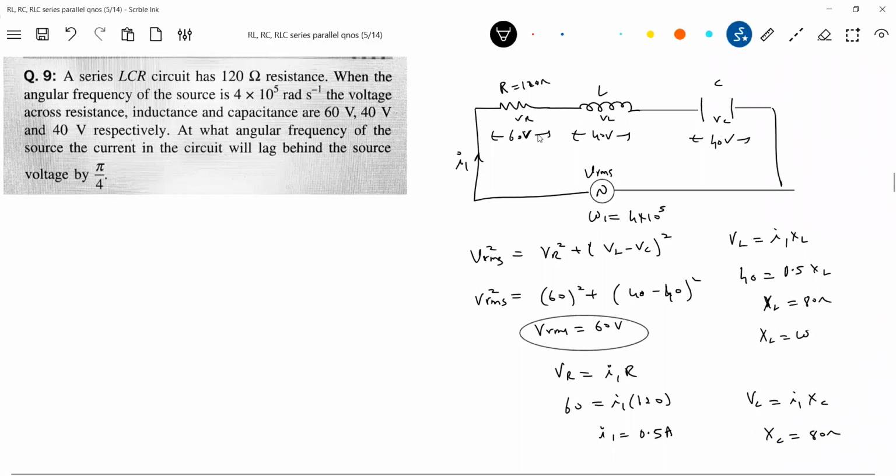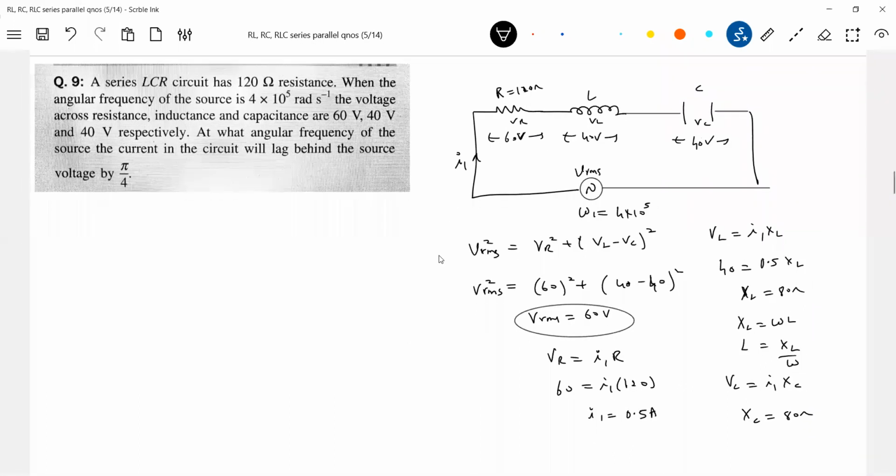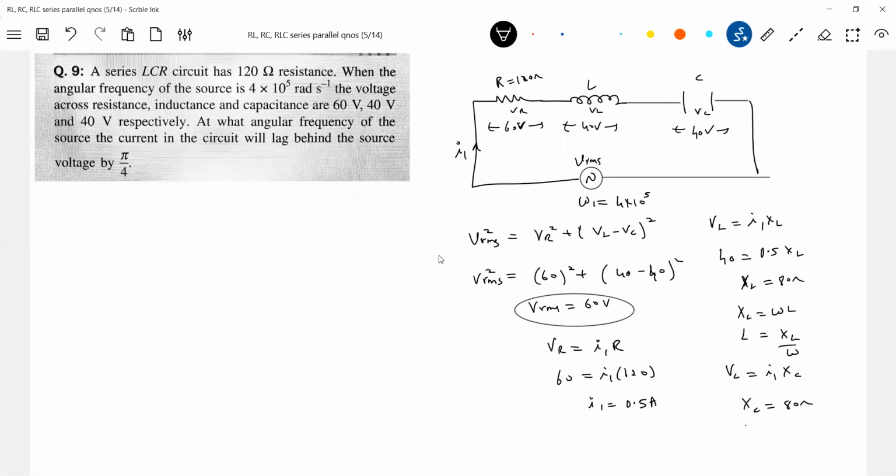XL is equal to omega L, and we know the omega value. Substituting, we will get the value of L. Similarly, XC is equal to 1 by omega C, so C is equal to 1 by 80 omega. XL value we know, so XC value also we know. And next again, at what angular frequency of the source will the current in the circuit lag behind.